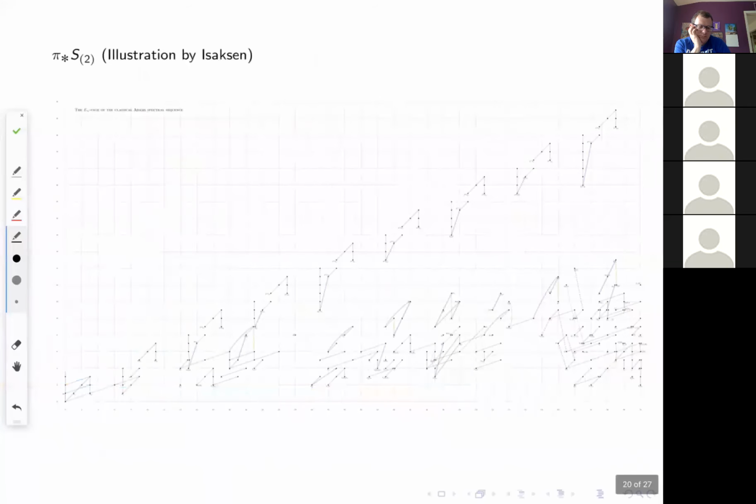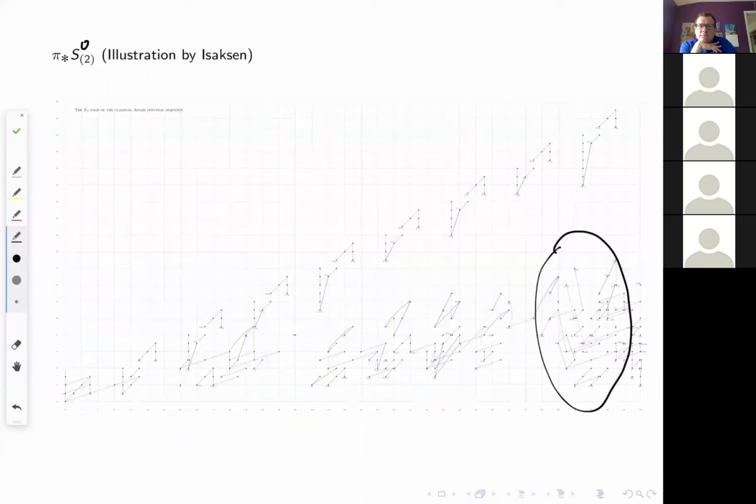Now here is an illustration by Dan of the homotopy groups of the 2 local sphere. This is a picture of the Adams spectral sequence, a machine that computes these. I think this is an old picture because I think this part is all resolved now.